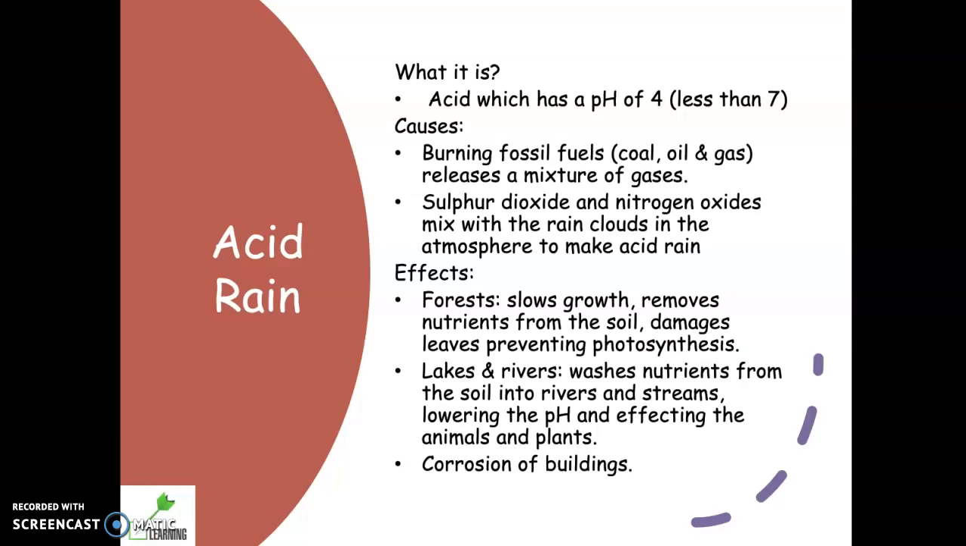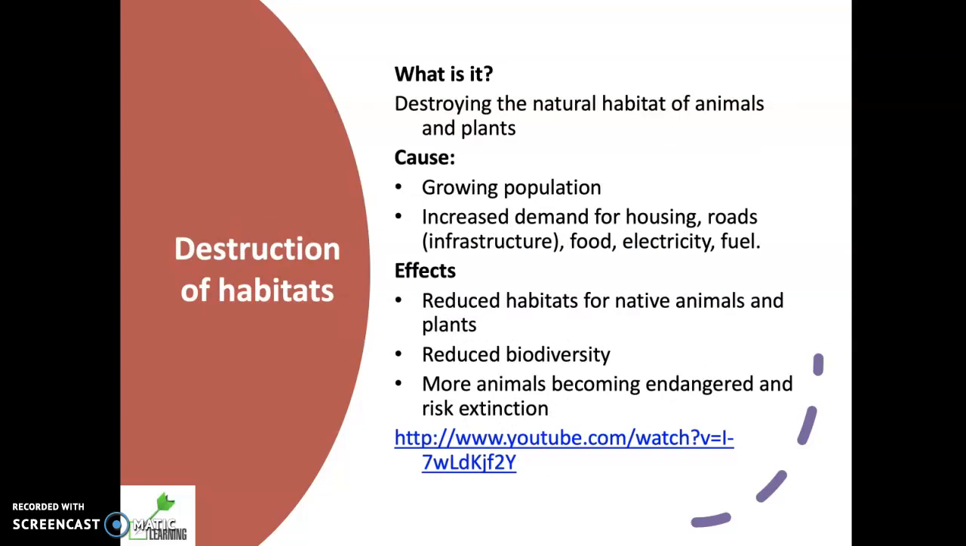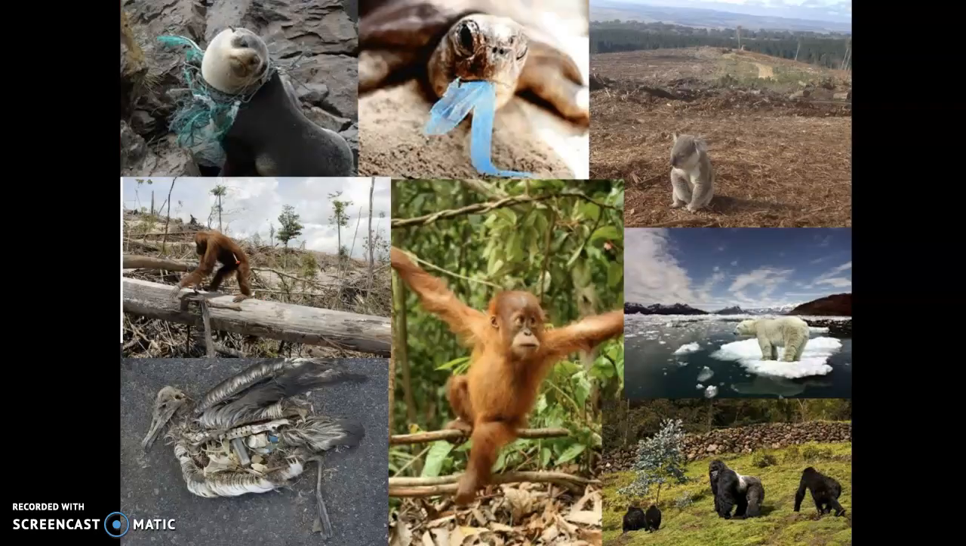You need to write your notes about acid rain, the causes, the effects. You also need to write notes about the destruction of habitats. Now this is something that really links in very well with what we have been covering with regards to our ecology module. Again, once you've written the notes, have a quick look at the YouTube video linked at the bottom.